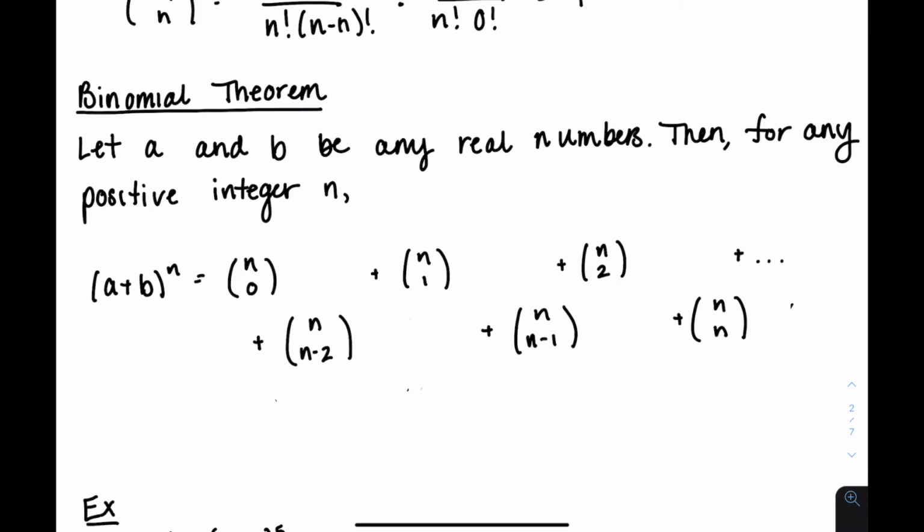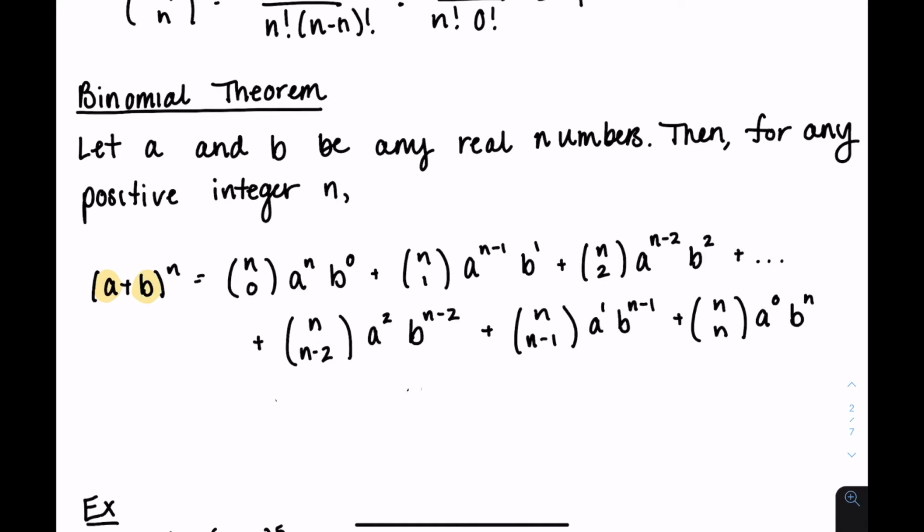You're going to take this first term, raise it to the highest power, and then keep reducing that power by 1 until you get down to 0. The second piece, you're going to start at 0 and increase by 1 each time until you get to n. So these two powers should always add up to the value of n. n minus 1 plus 1 is n. 1 plus n minus 1 is n. Those powers should always add up to what you're raising this to.